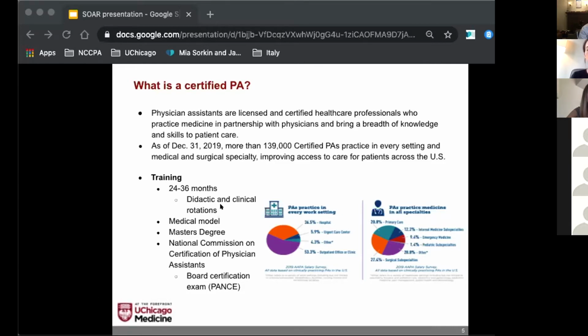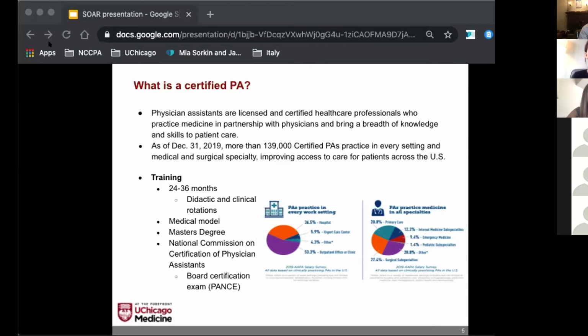Our program is truncated to 24 to 36 months, so 2 or 3 academic years. It is composed of both didactic lectures and then also clinical rotations, over 200 hours in clinical rotations. And then at the end of our training, we achieve a master's degree and then go on to complete a national certifying exam, which is called the PANCE.